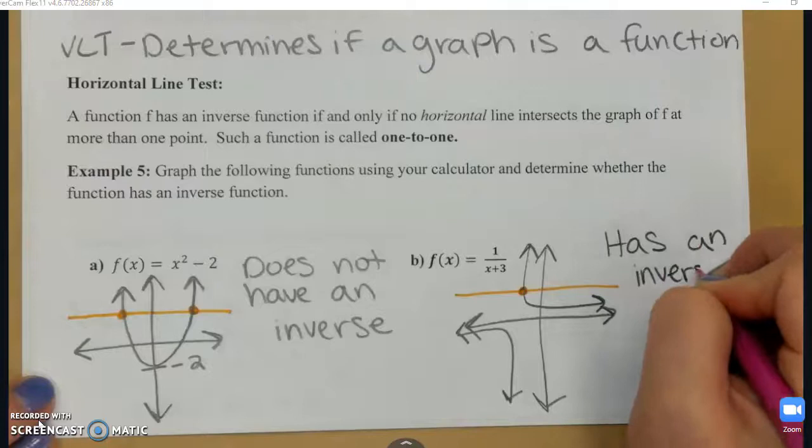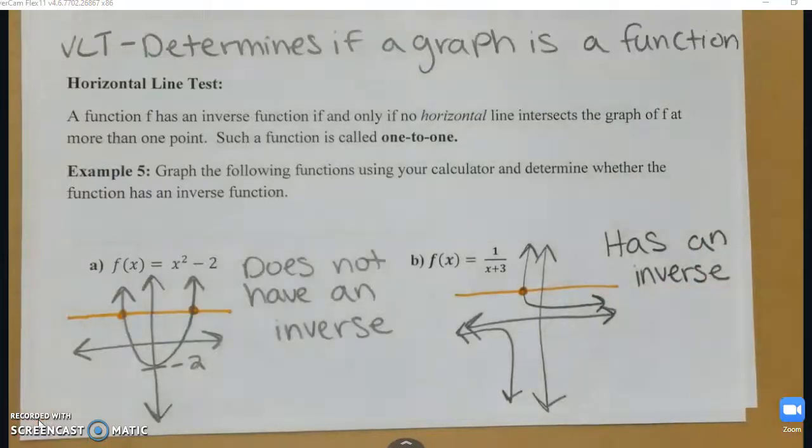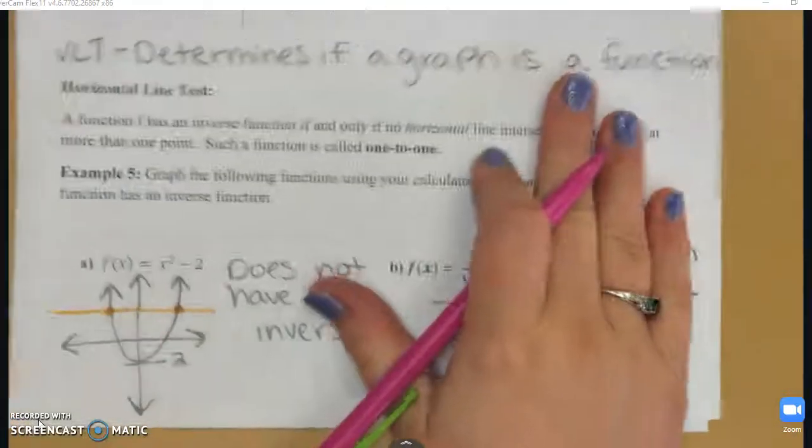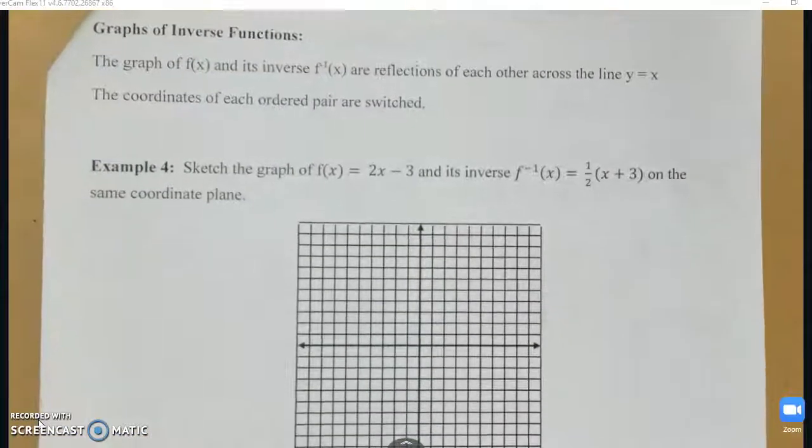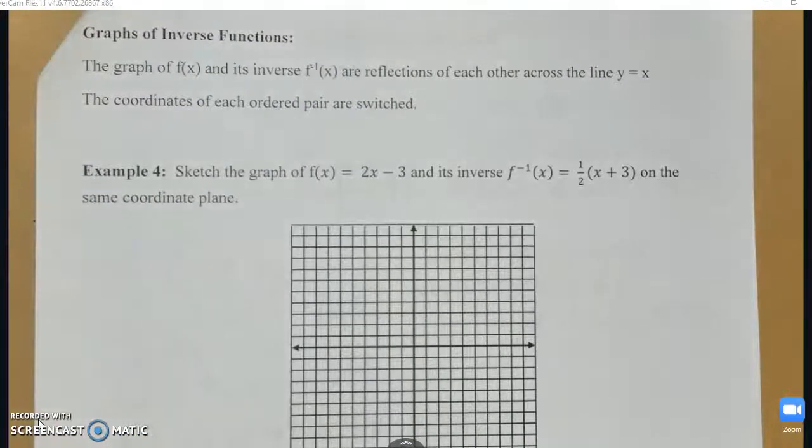Okay, so our vertical line test tells us if we have a function. The horizontal line test tells us if we have an inverse. Okay, so let's go back up to the last part of our notes, the graphing inverse functions.